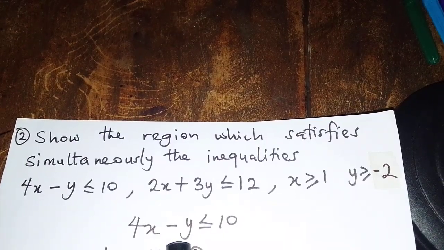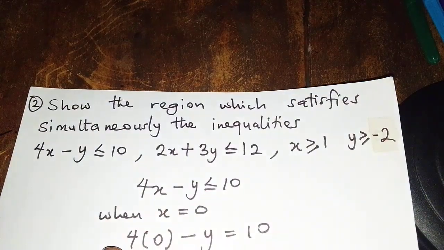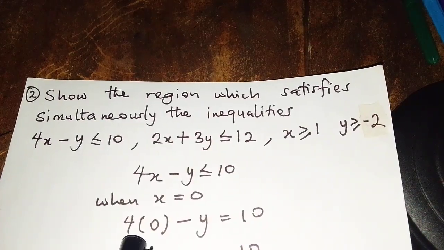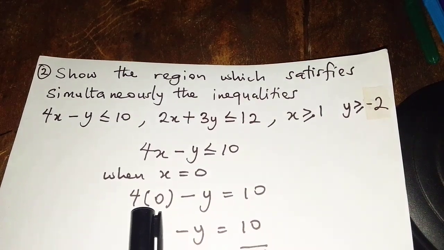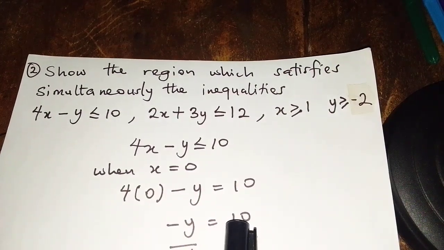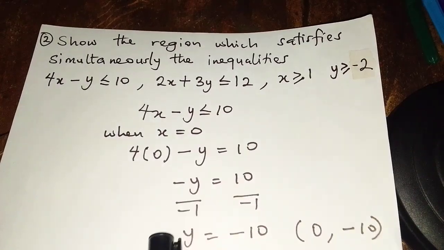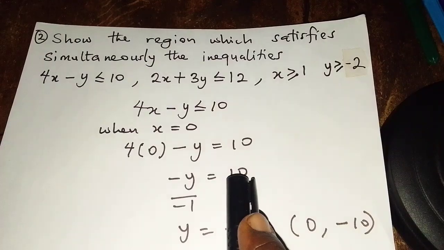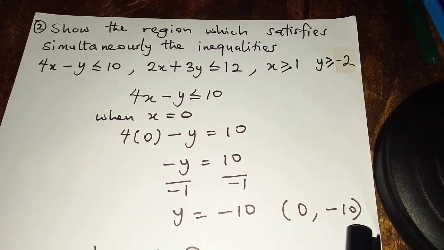When 4x minus y is less than or equal to 10. So when x is 0, what will be the value for y? Substitute 0 for x. 4 times 0 minus y is equal to 10. So 4 times 0 is 0, remaining minus y is equal to 10. To get y, not minus y, divide both sides by minus 1. Minus divided by minus is plus. So plus y will be equal to plus divided by minus, which gives us minus 10. So y equals minus 10. When x is 0, y is minus 10.